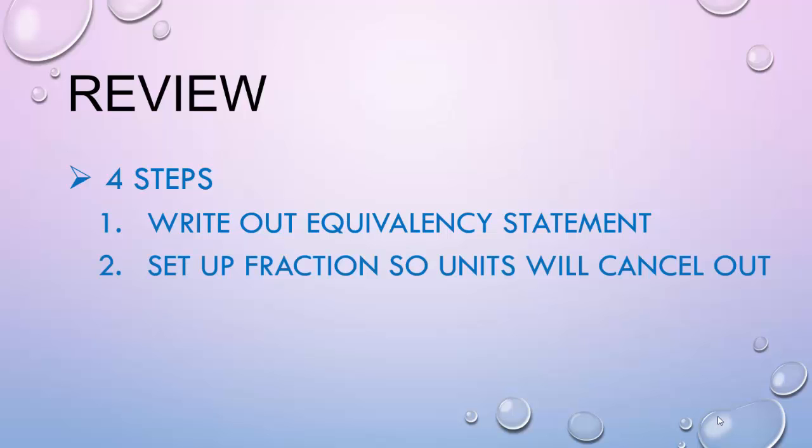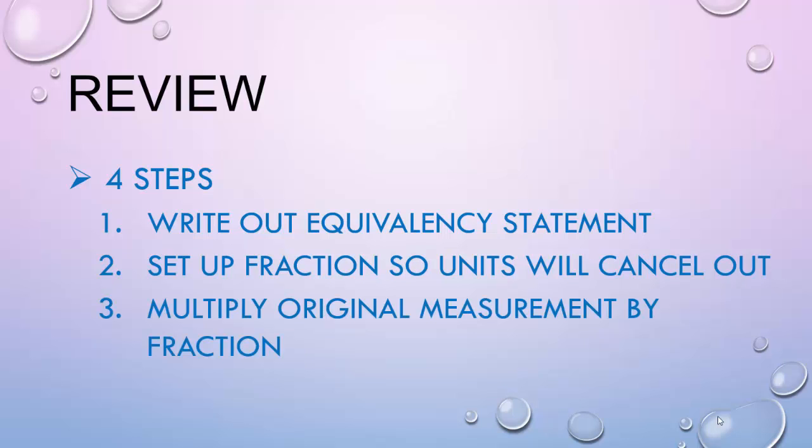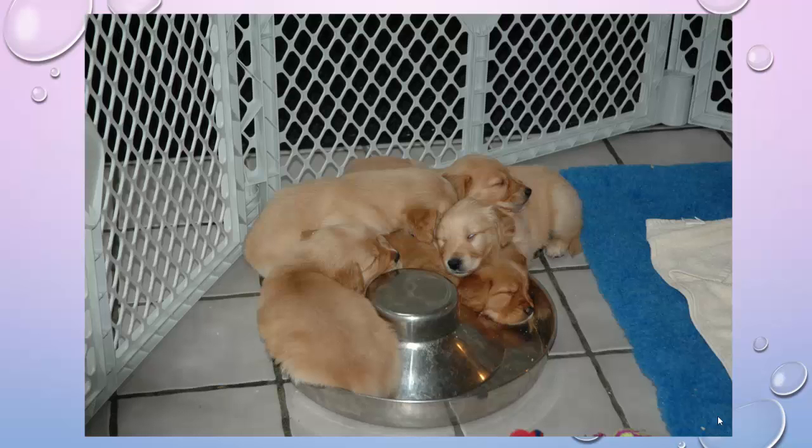There are 4 steps. Write out the equivalency statement. Set up the conversion fraction so units will cancel out. Multiply the original measurement by this fraction. And relax. You've got it done. So now you can rest up and then come back and do the worksheets.